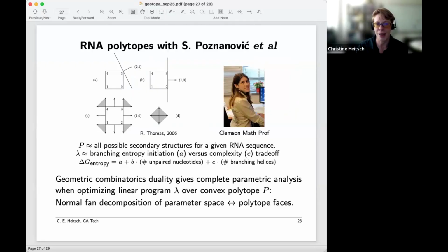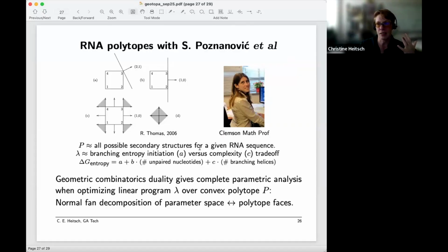So, as I mentioned, Svetlana was a postdoc with me. This is a picture from that era, but she's now a full professor in the Clemson math department. And so we have this whole long-running project where we're using techniques from geometric combinatorics to give a parametric analysis of the RNA branching. And so the basic idea encapsulated in this picture from Rekha Thomas's lectures in geometric combinatorics is that we're thinking about a linear program. And so that's this line, and we're optimizing over a convex set, and that's the square.